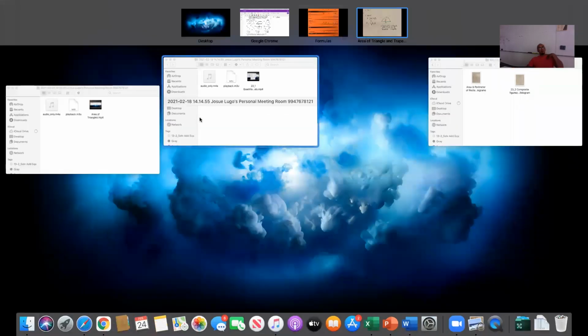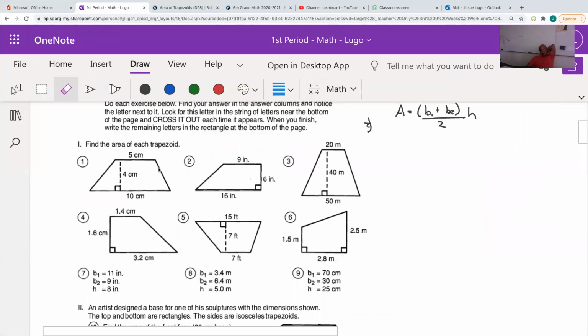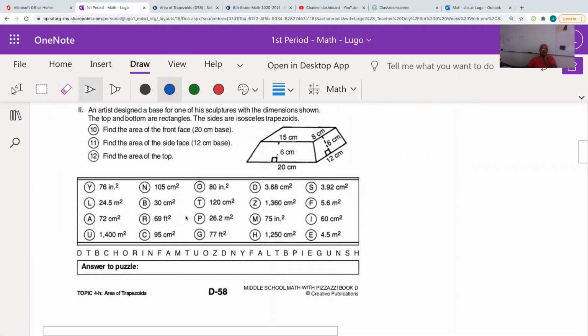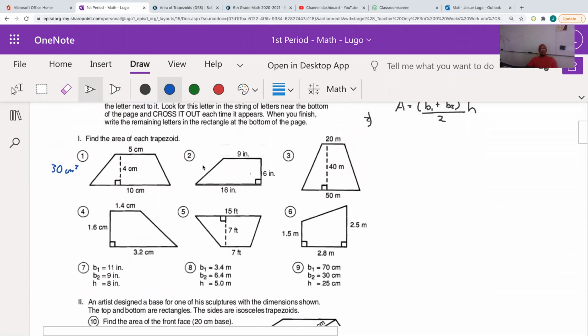All right, so with that in mind, let's go into our actual OneNote notebook, and we can see here that number 1, again, the answer to number 1 was 30 square centimeters. And similar to yesterday, if you got the right answer, you will find the right answer down here. If you get an answer and you do not find the answer down there, that means that you did something wrong. All right, moving on, let's try number 2.